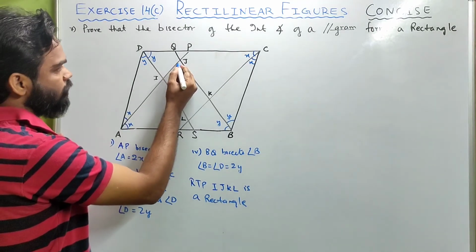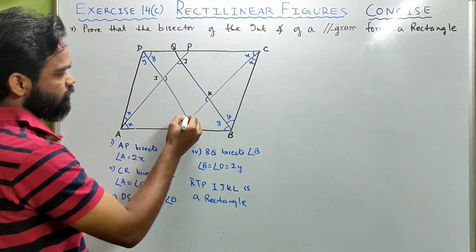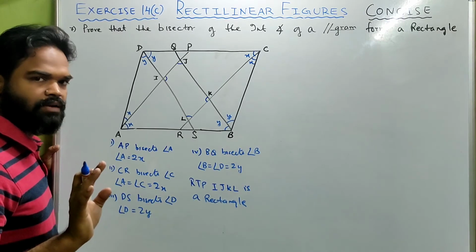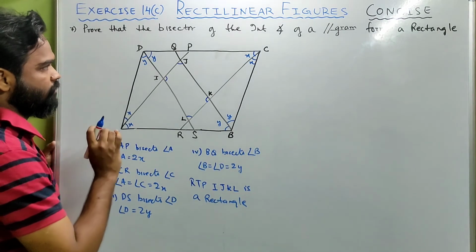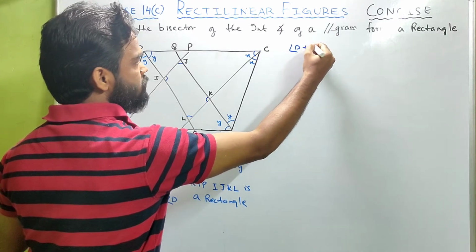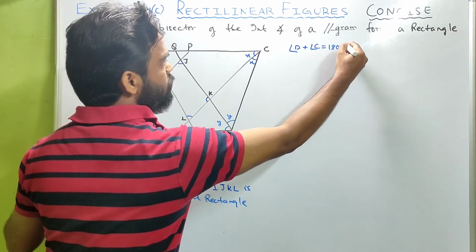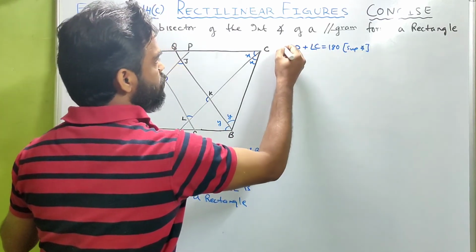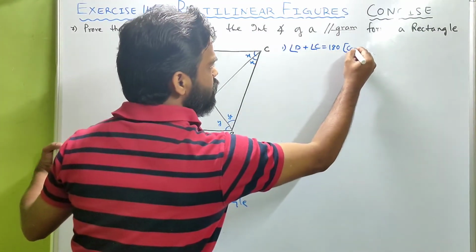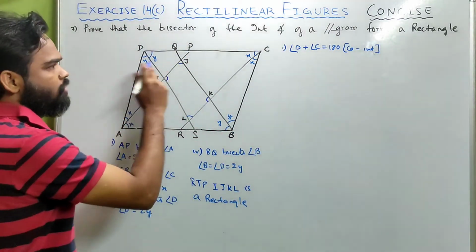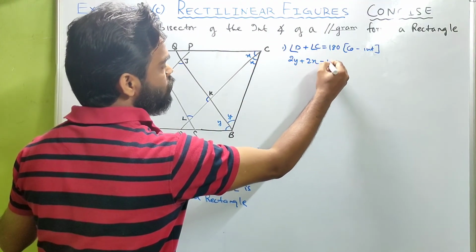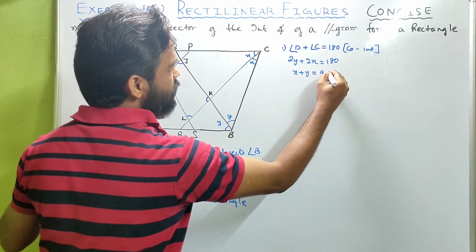Now, if I can show that all the interior angles of this quadrilateral are 90 degrees, my work is done. It's a rectangle then, if all the angles are 90 degrees. Now look carefully. Angle D plus angle C is equal to 180, no doubt, they are supplementary, because these two are co-interior angles. Co-interior angles are supplementary. These two angles add to give 180. So we can say that 2y plus 2x equals 180, which means x plus y equals 90.